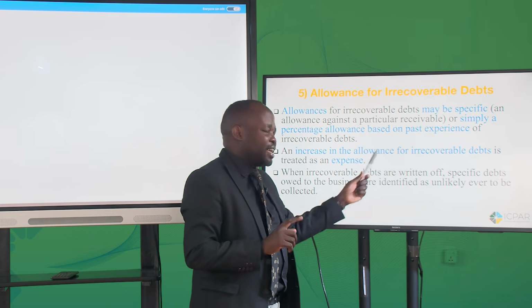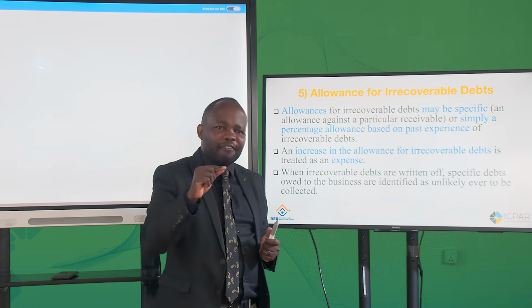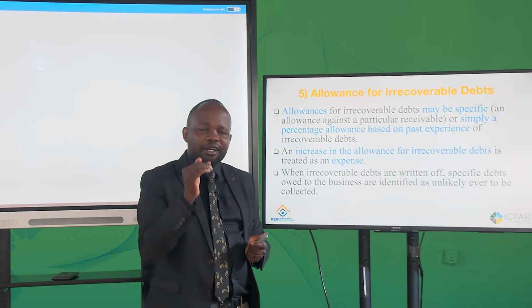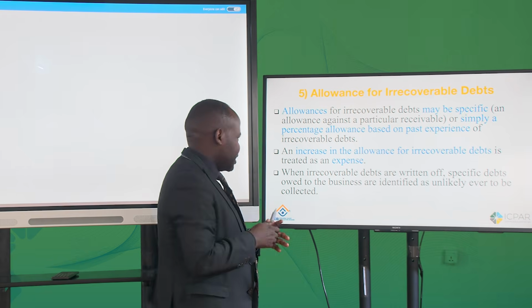An increase in the allowance. If the allowance for irrecoverable debts increases, it's an expense. And if it decreases, it's treated as an income.